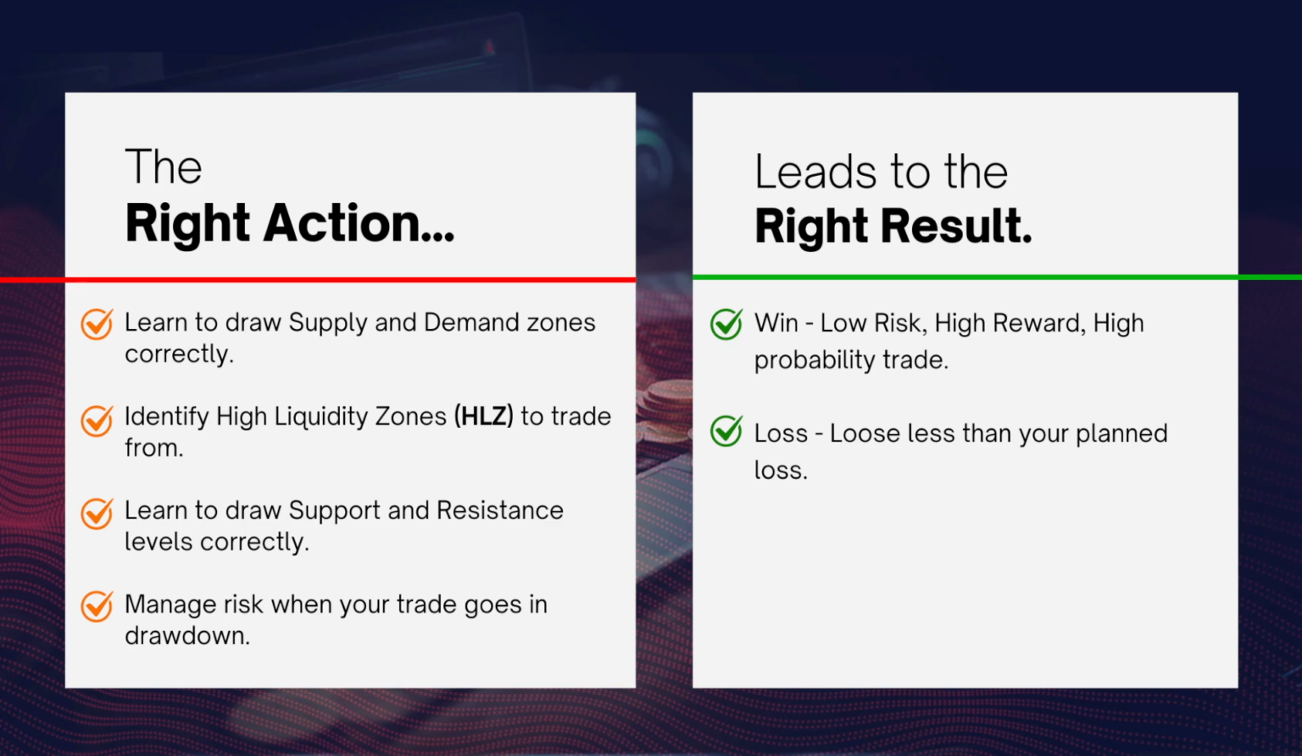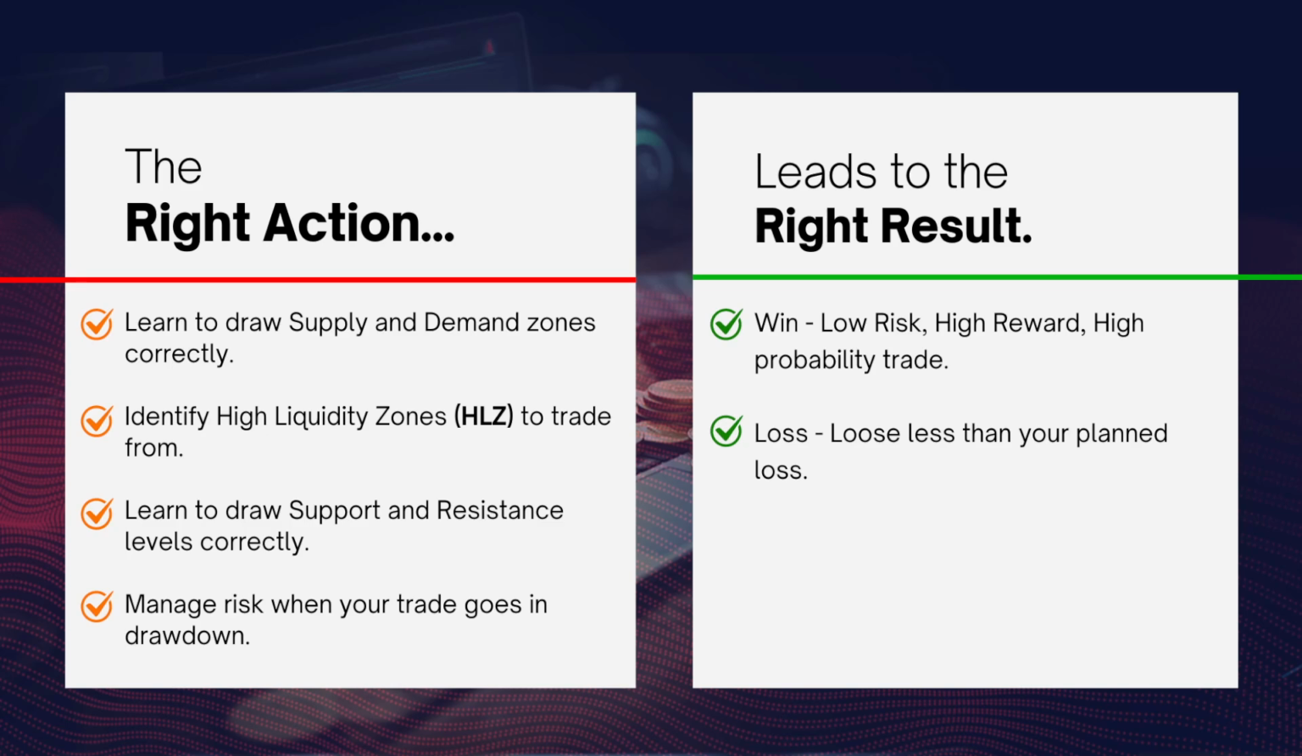Then the second is to identify high liquidity zones to trade from, which I have been showing in these videos. To learn how to draw support resistance levels correctly. That's, drawing support resistance is fairly easier. I wouldn't say it's easy, but it's a little easier than supply demand. Supply demand is a little bit more complicated than support resistance, right? And they are completely two different things.